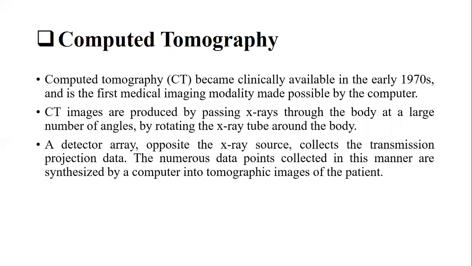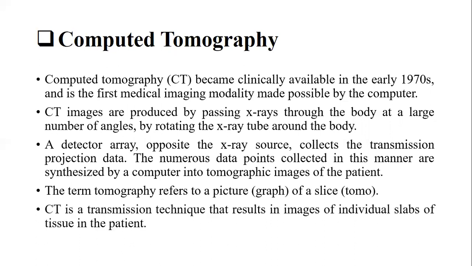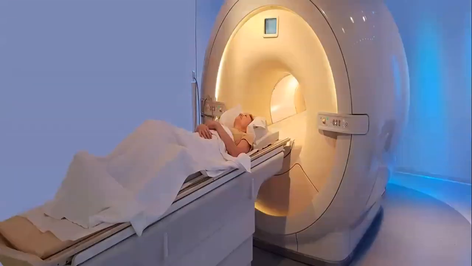A detector array opposite the X-ray source collects the transmission projection data. The numerous data points collected in this manner are synthesized by a computer into a tomographic image of the patient. The term tomography refers to the picture of a slice. CT scan is a transmission technique that results in images of individual slabs of tissue in the patient's body. So this is the CT scan equipment.